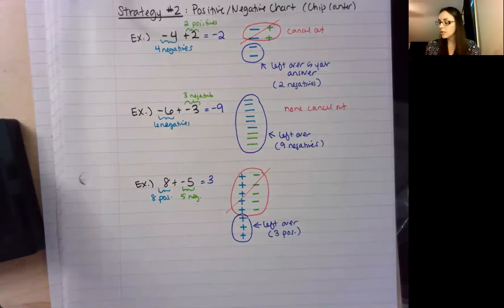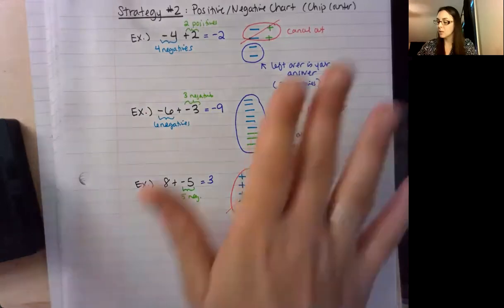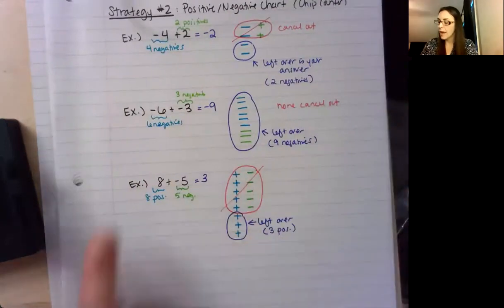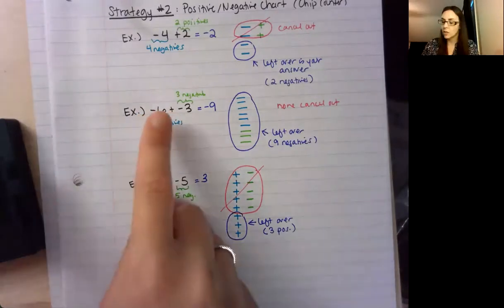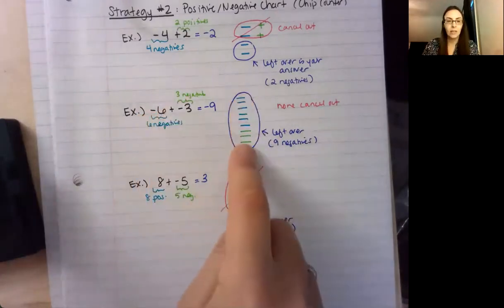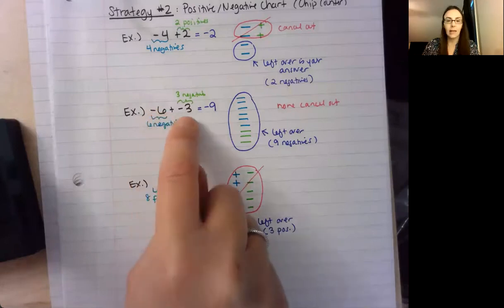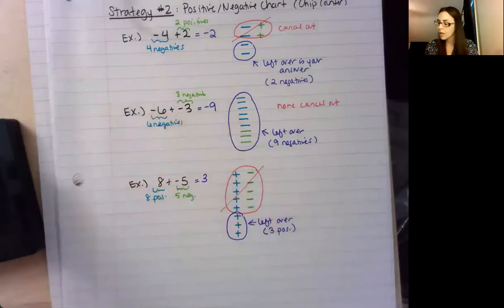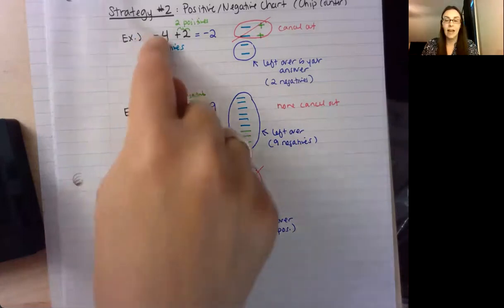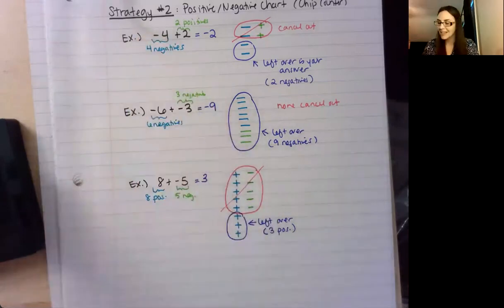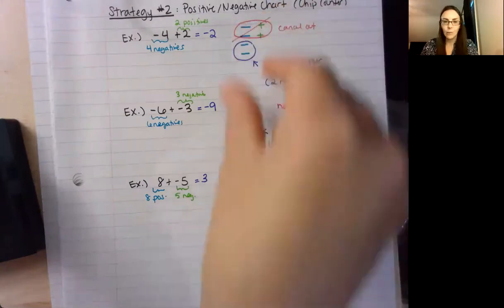But notice that, and this is kind of an easy one to see it here, I think, that when we were adding all negatives, nothing ended up canceling out. So we basically just added all those negatives together. You could see that I have 6 plus 3 is 9, and I kept that negative sign. When I was adding things with different signs, then I had stuff canceling out.